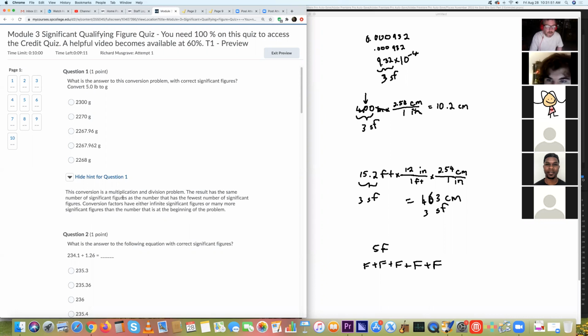So what that tells me is, I look at this, can somebody tell me how many significant figures I see here? In 5.0, how many sig figs there are? 2. So your answer is going to have 2. That's it.